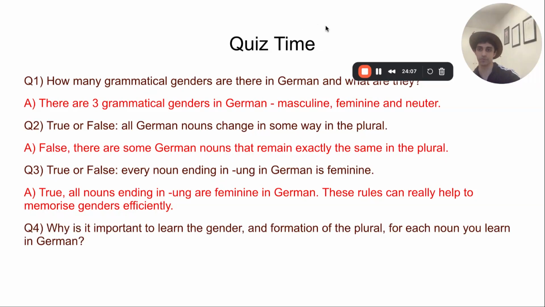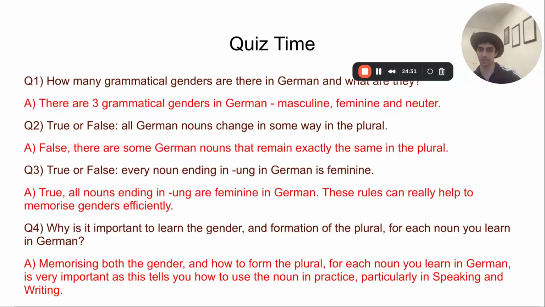And lastly, number 4, why is it important to learn the gender and the formation of the plural for every noun that you learn in German? Students might well be tempted to skip this kind of information because it is time consuming and not that easy to learn because of the number of patterns. Okay, I'll show the answer then.